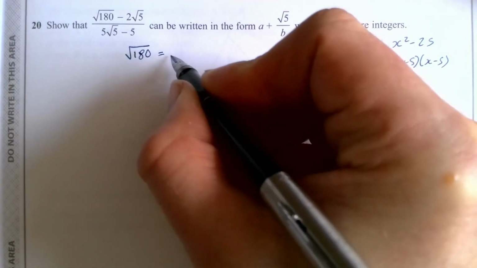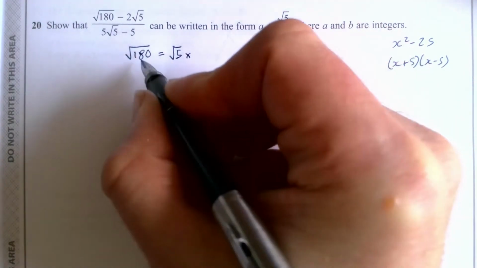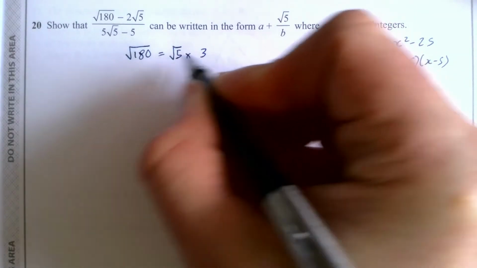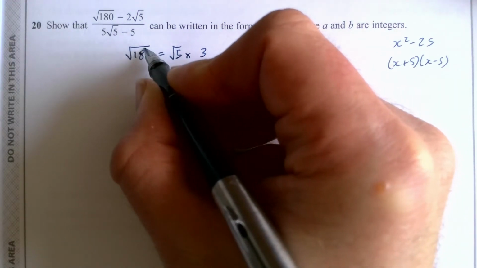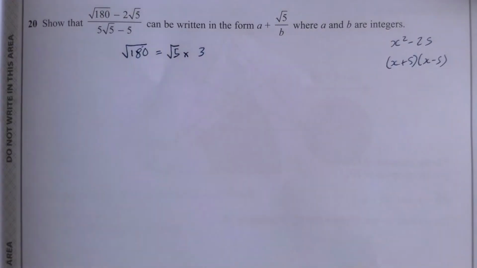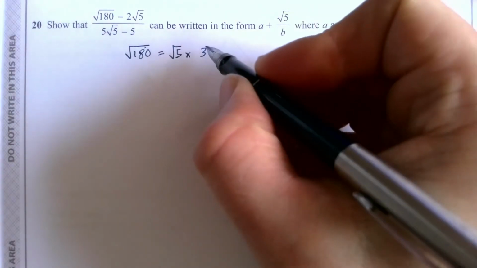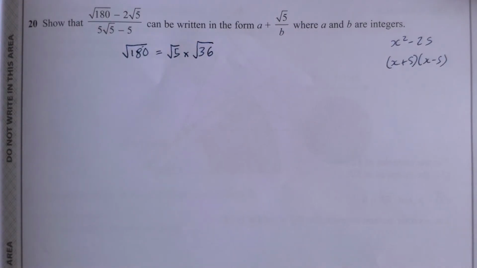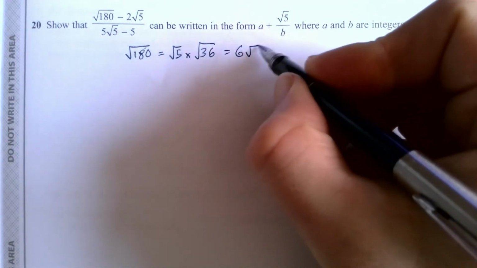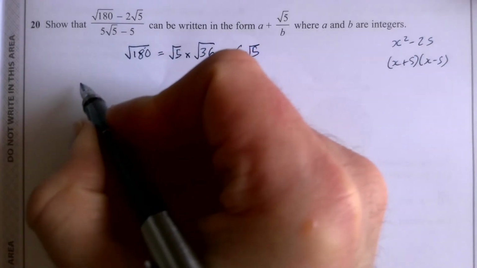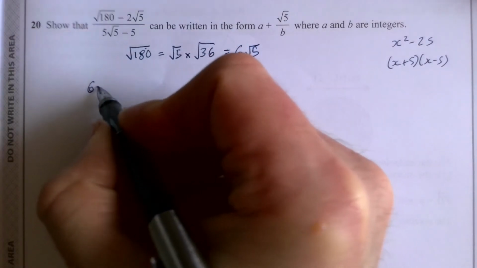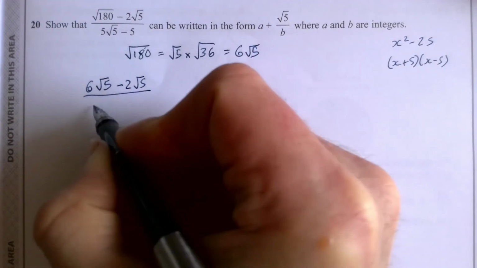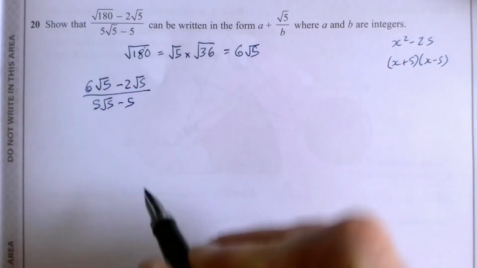Root 180 could be written as root 5 times however many 5s go into 180. 5 goes into 18 3 times with 3 left over. 36. So, the square root of 36 I know is 6, so I can say that that is 6 root 5. So the first thing I'm going to do is rewrite it as 6 root 5, and I'll get a mark for doing that, minus 2 root 5 over 5 root 5 take 5.